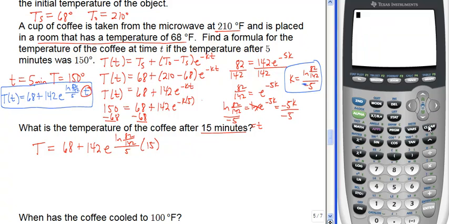So we're going to type in 68 plus 142 e raised to the ln of 82 divided by 142, and then I'm dividing all of that by 5, and then I'm multiplying that by 15. And then I want to close my parentheses. And I get 95.34.